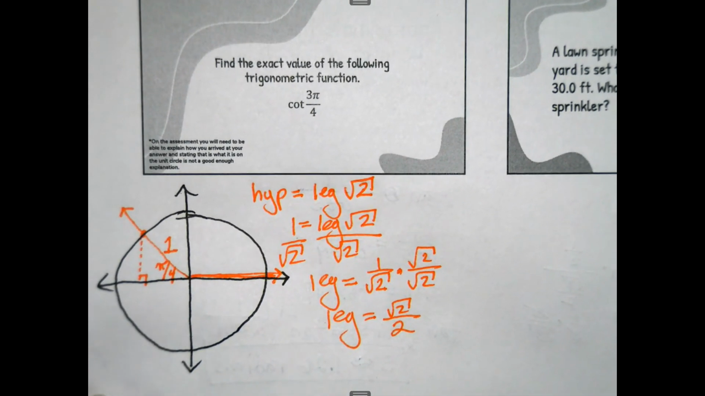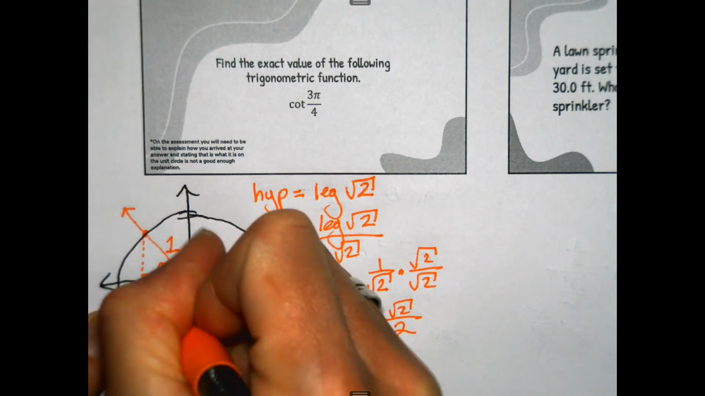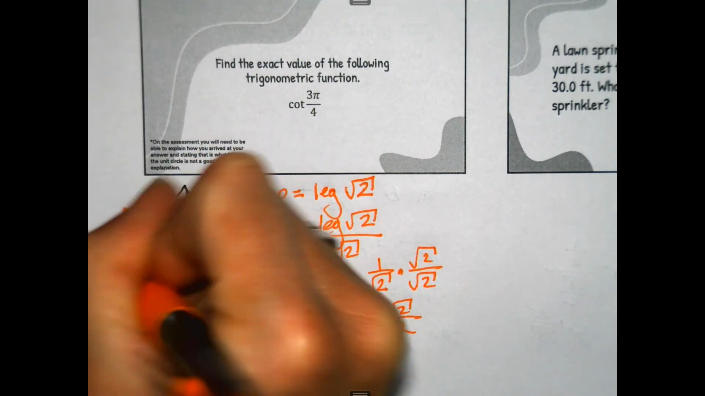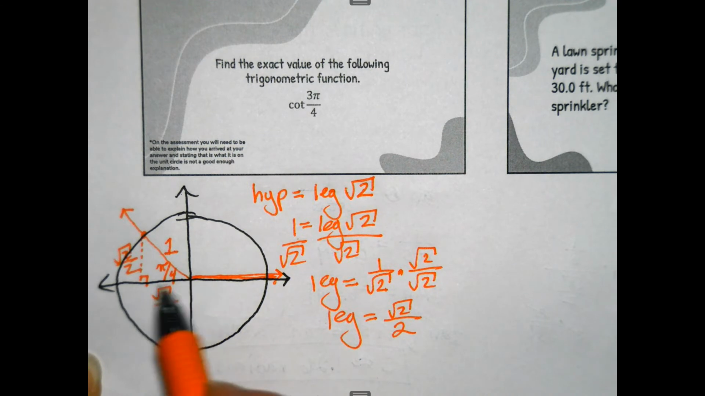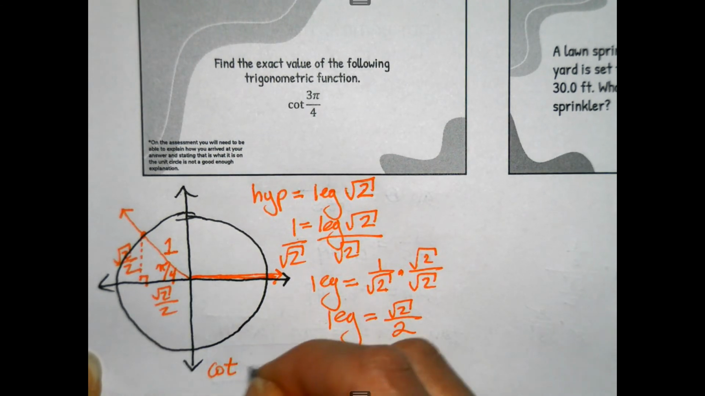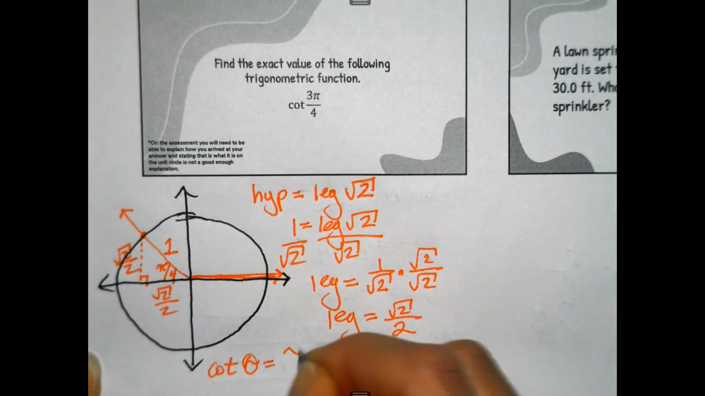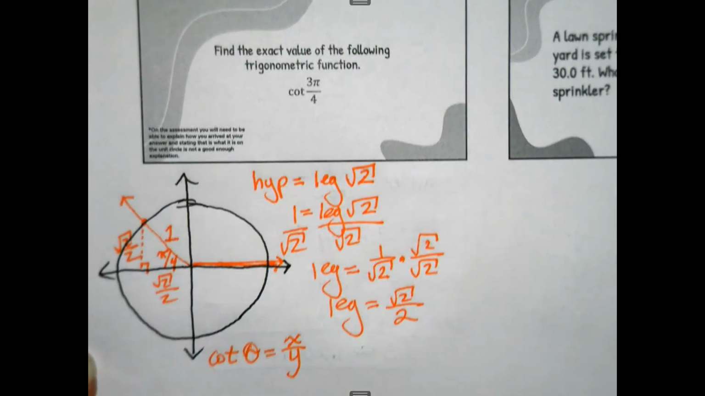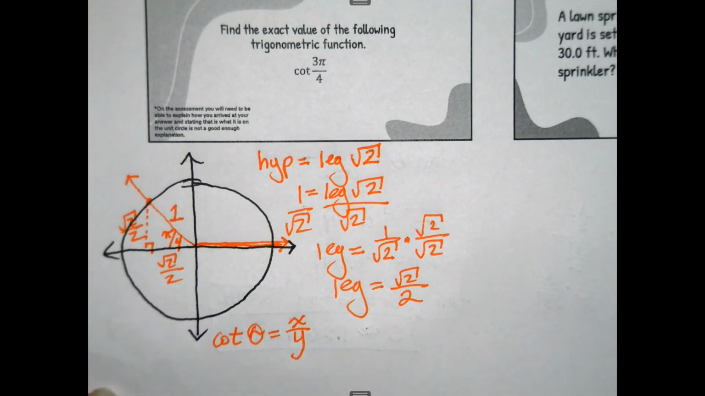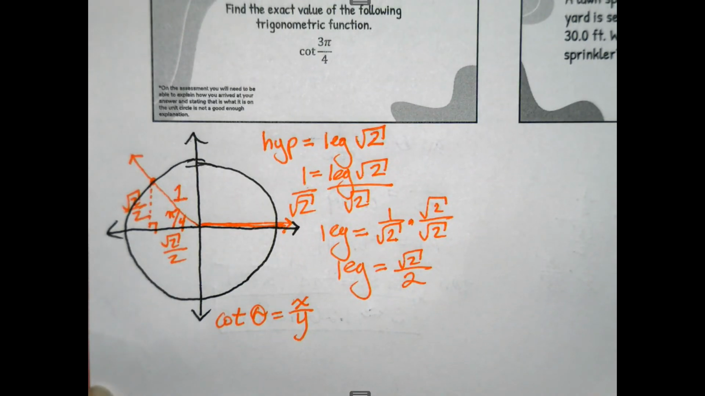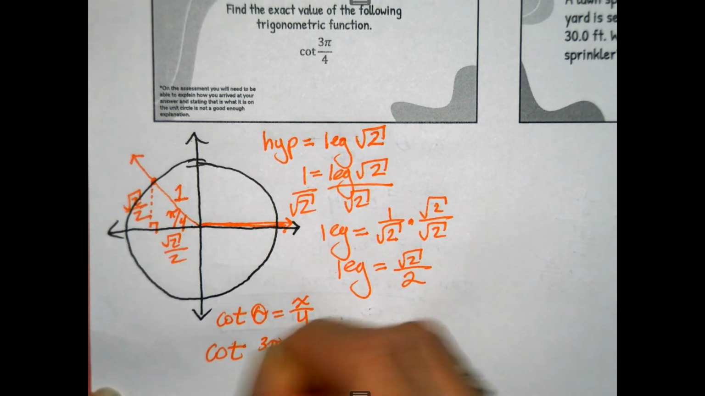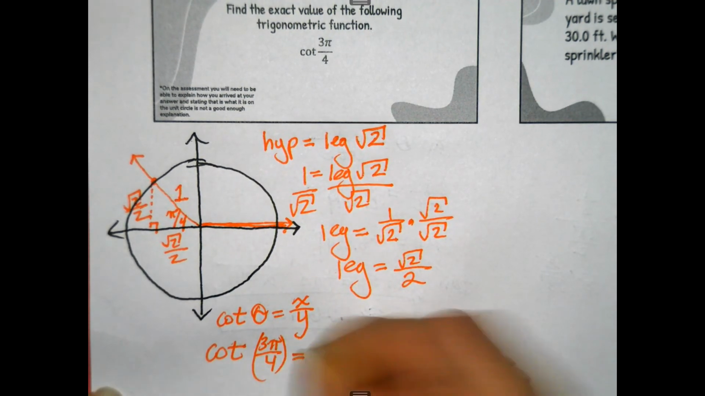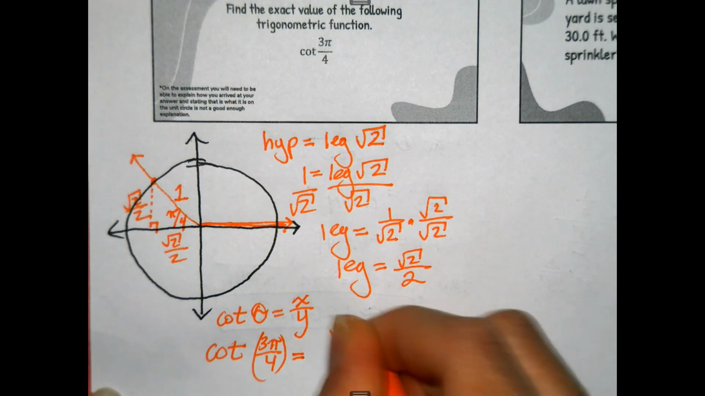Now we know that both of our legs are the square root of 2 over 2. And we want to find cotangent. Cotangent is going to be x over y in the unit circle. We're just going to have to substitute in our x value and our y value, and we will find our cotangent. The cotangent of 3 pi over 4 is equal to the square root of 2 over 2.